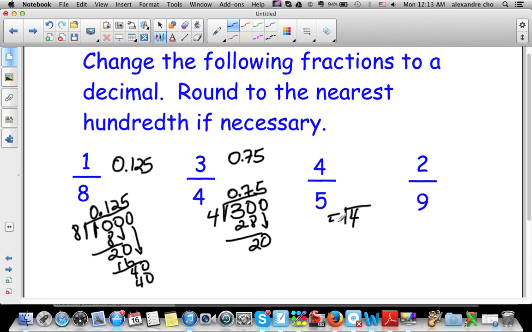4/5. 4 divided by 5. 5 goes into 4 0 times. Add a decimal, which allows you to bring a 0. 5 goes into 40 8 times. So 4/5 is 0.8.